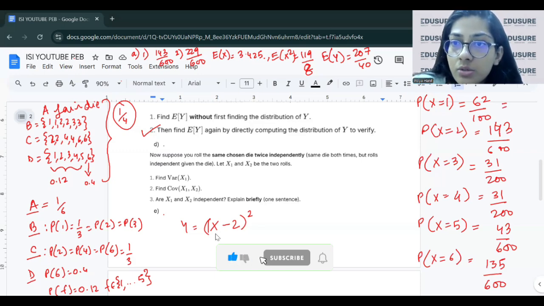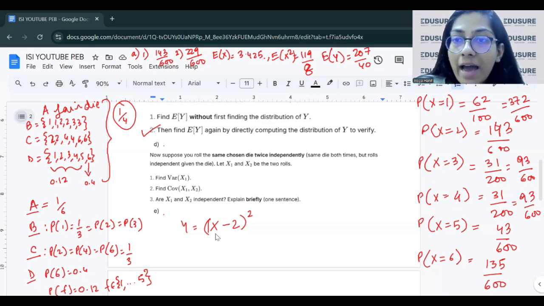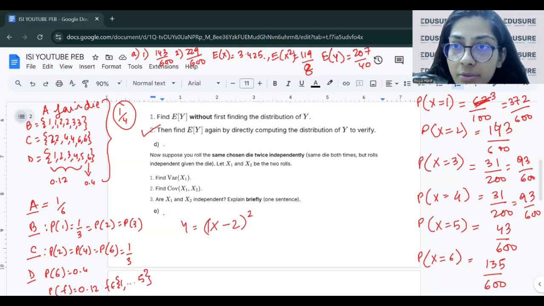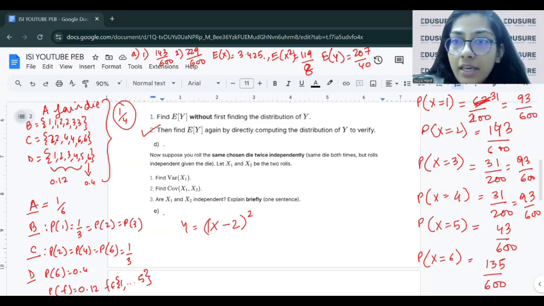Let's change this a little. So this will be 372/600. This is your 143. This will be 93/600. So let's see if all of them add up to be 1 or not. Let's check that. This is actually 31/200, so this will also become 93/600. Yeah, and this is adding up to be 1. So this is going to be the distribution of x.